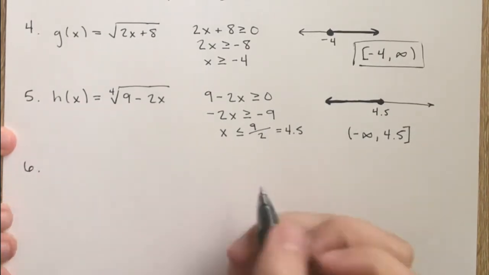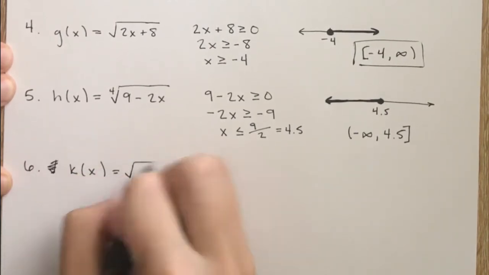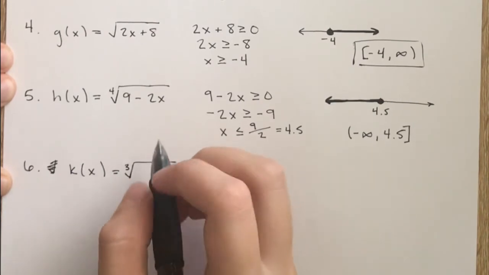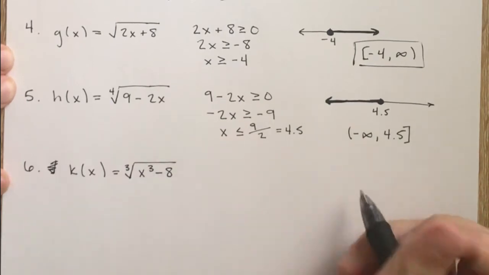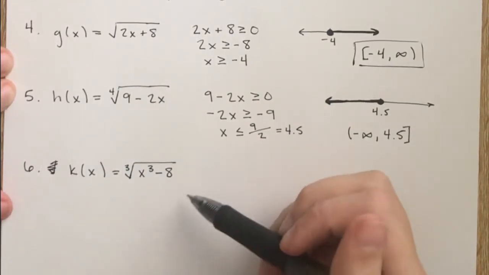Last question here. K of x equals the cubed root of x cubed minus 8. Whoa, kind of scary, but not horrible, right? What do we need to remember here?